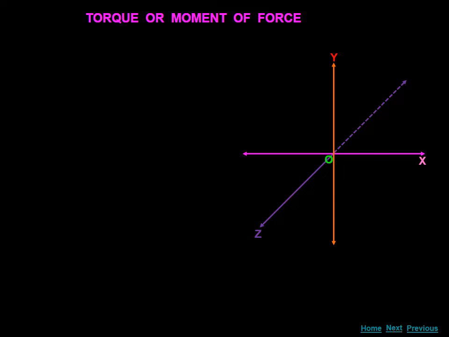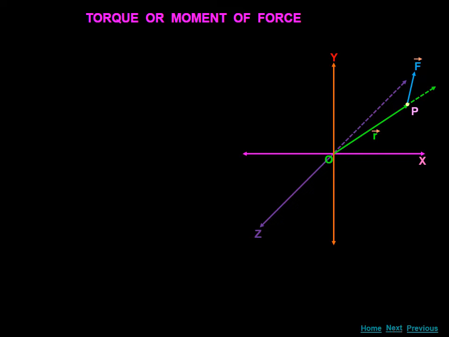Okay students, today we will discuss torque, or we can also call moment of force. So let us consider a three-dimensional space, and there lies a point P in this three-dimensional space. Position vector of this point P is r vector, and there is a force acting on this point P, F vector, as shown by this blue arrow.